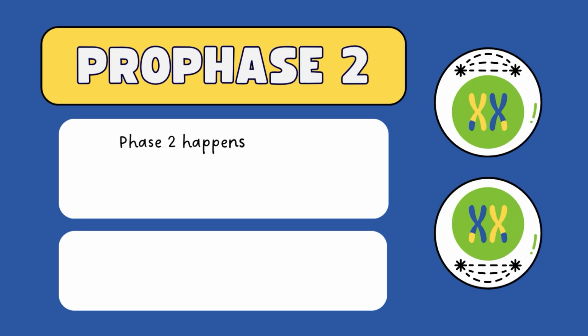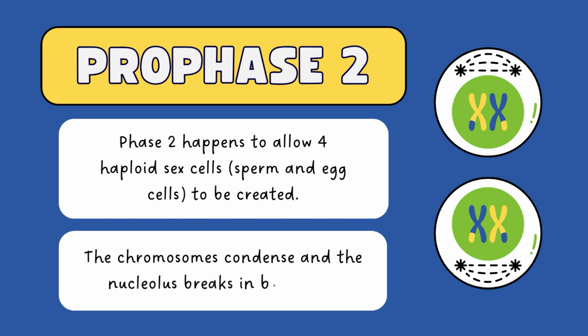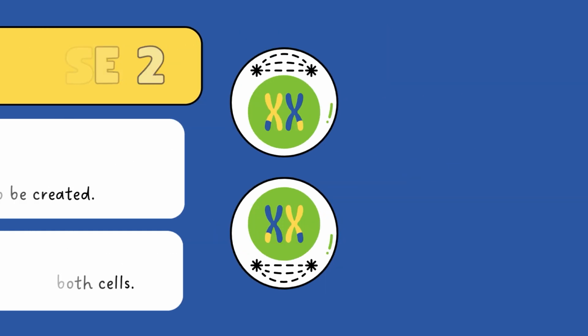Next, let's look at prophase 2, which is the fifth phase of meiosis. Now, what happens in prophase 2? Well, prophase 2 happens to allow 4 haploid sex cells, sperm and egg cells, to be created. The chromosomes condense and the nucleolus breaks down in both cells.